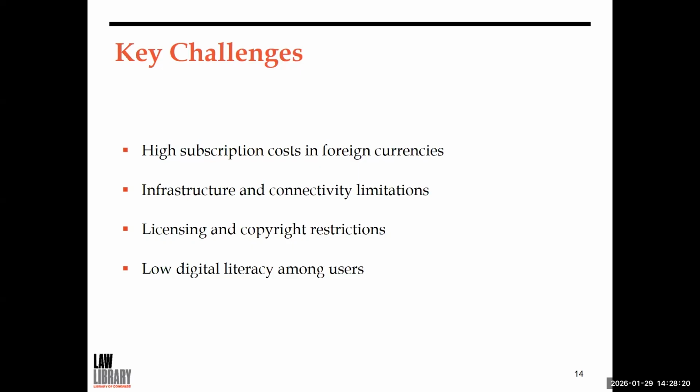On licensing and copyright restrictions, many legal information providers impose strict licensing terms that limit the number of users who can simultaneously access or share a document, which makes it difficult to fully maximize the available resources. Another challenge that we face is low digital literacy among users.